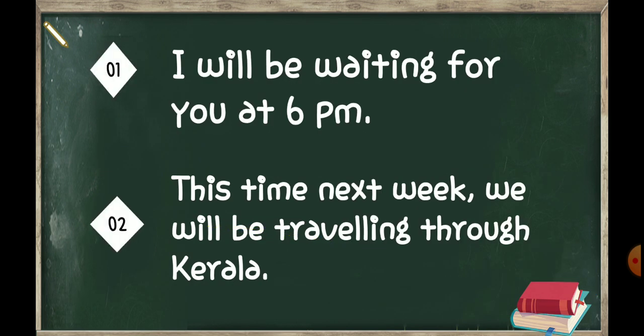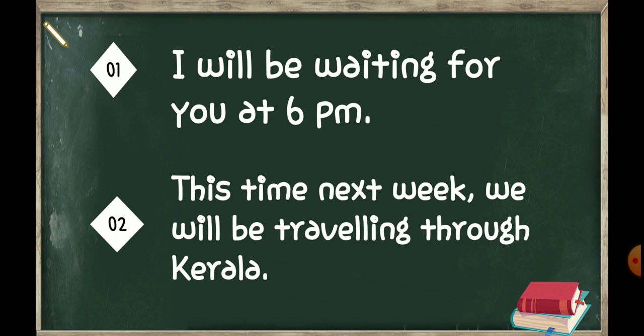See a few more examples. I'll be waiting for you at 6 p.m. This time next week, we'll be traveling through Kerala. So you know that you will be doing the action of waiting at 6 p.m. Maybe in the morning or in the afternoon you are uttering the statement, and you're just stating, I'll be waiting. So you know that you will be doing this action in future. And see the next one, this time next week, we'll be traveling through Kerala. So you know that you will be crossing that place.